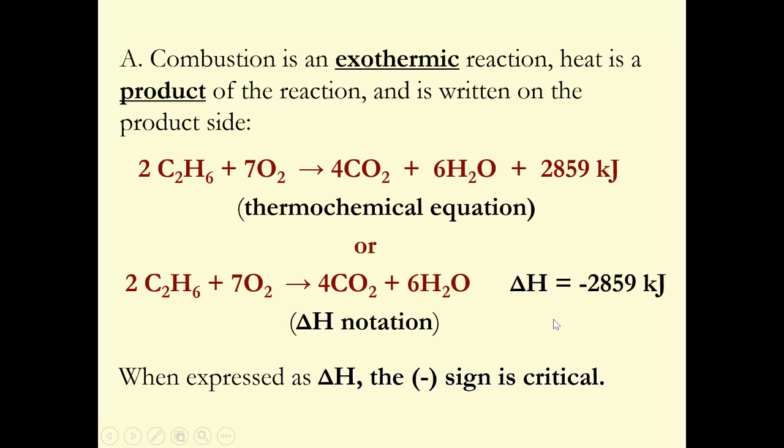The other way to write it is to simply write the chemical equation and then include the delta H after it. When we say delta H equals, it is important to say, is it negative or is it positive? We don't write minus 2859 in the equation because it really means and. But when I'm quoting delta H separately, it is important to write either negative or positive.